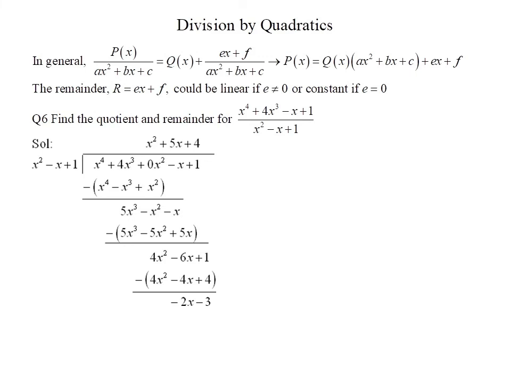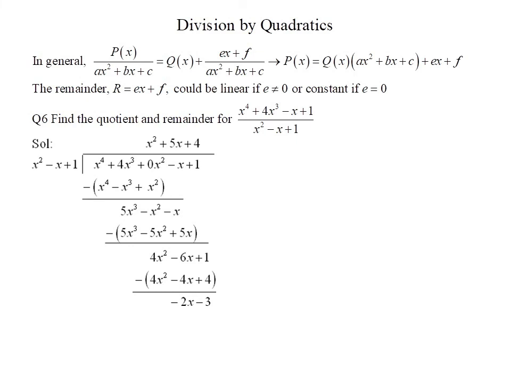After subtracting x to the power of 4 minus x cubed plus x squared from the polynomial, we obtain 5x cubed minus x squared minus x. The next step is to find a term which we multiply by x squared to get 5x cubed, which is 5x. After subtracting from 5x cubed minus x squared minus x, we obtain 4x squared minus 6x plus 1.